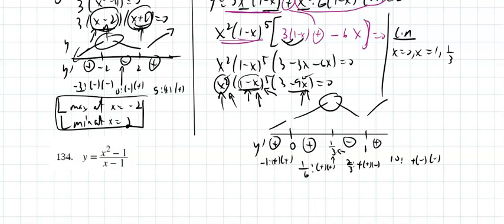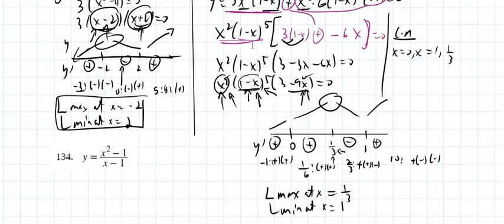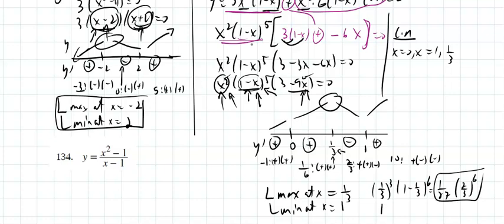That means we have a local max at x equal 1/3. And we have a local min at x equal 1. And of course, we could figure those out. There's the equation. So x cubed times 1 minus x to the 6. So if you take 1/3 and cube it times 1 minus 1/3 to the 6, that's 1/27 times 2/3 to the 6th power, whatever that is. And if you put a 1 in there, 1 cubed is 1, times 1 minus 1 to the 6, that's 0. And there it is.